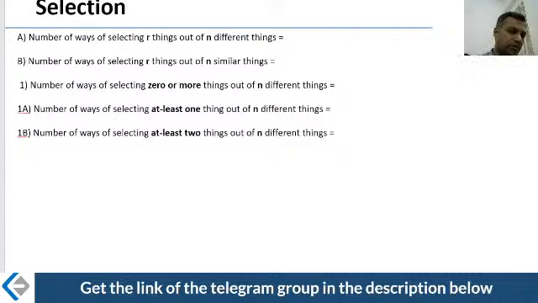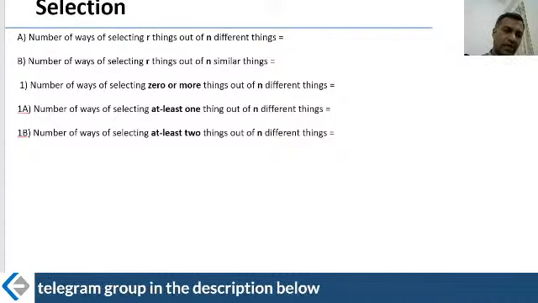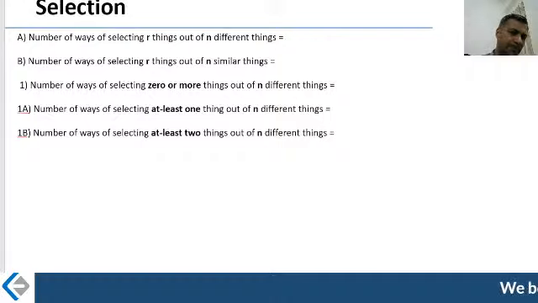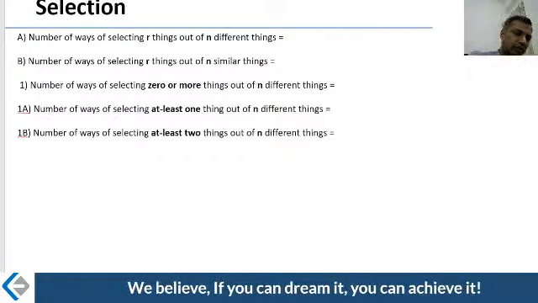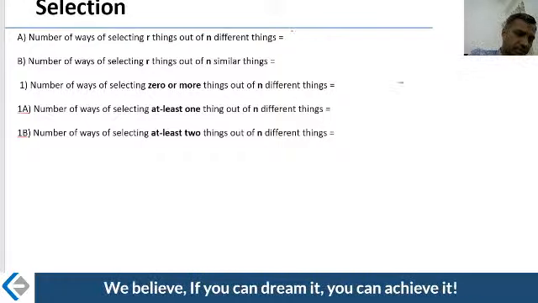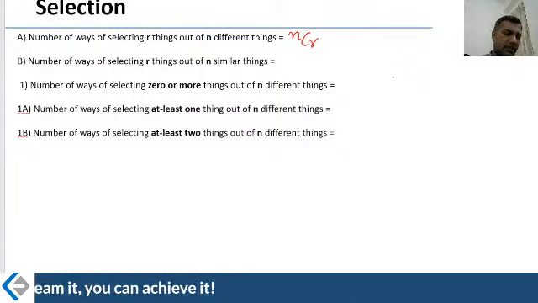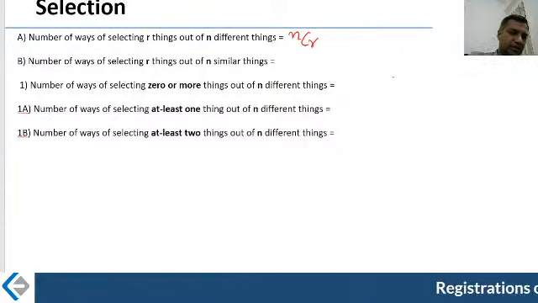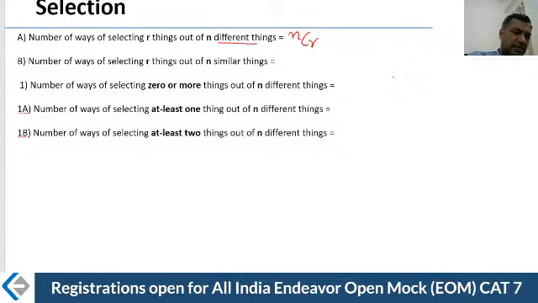The first one: the number of ways of selecting R things out of n different things. What is it saying? N different things. This is nothing but NCR. The first one is simply NCR. That's what we discussed in the previous class. The word is different: R things out of n different things is NCR.